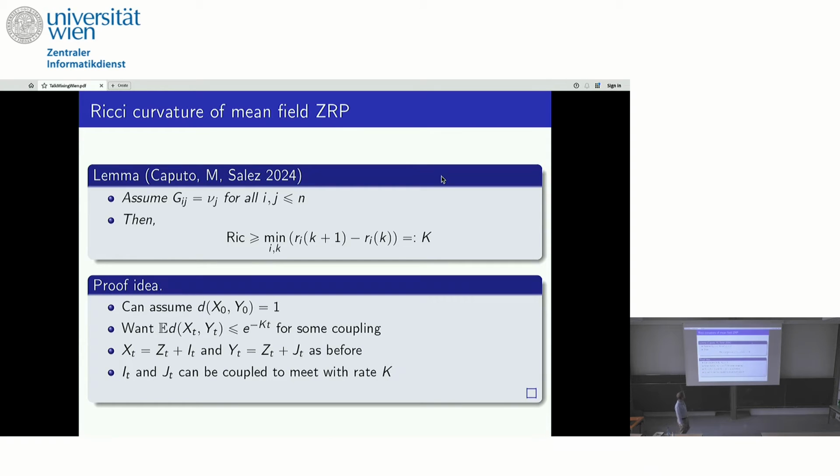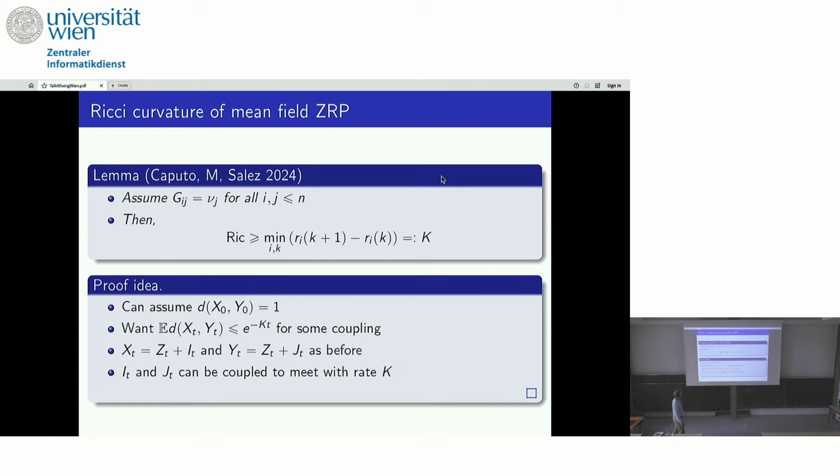Okay, so for the zero range process, we can also calculate the Ricci curvature. And here we have these rates Ri, which tell you how high the jump rate is if you have k particles at site i. And the Ricci curvature is lower bounded by the minimum of these jump rate differences. So one thing to recall, if this Ri is just linear, then it corresponds to the independent process.